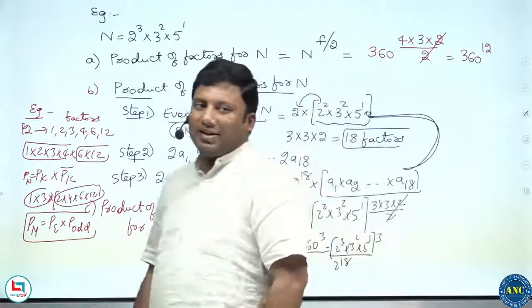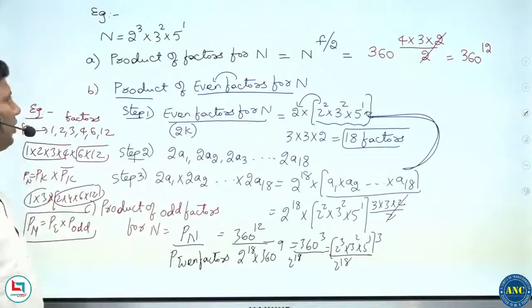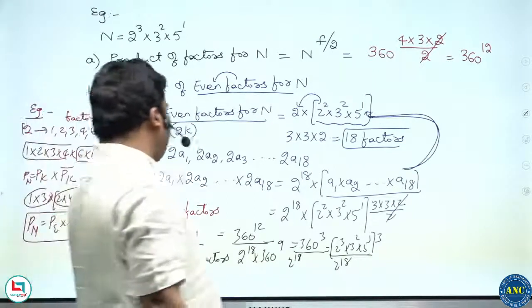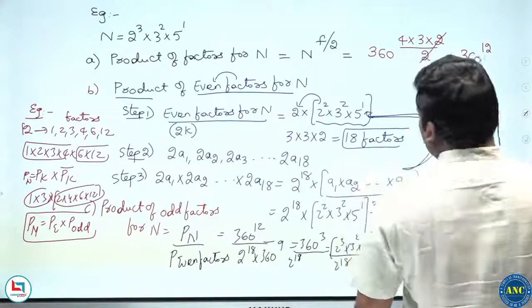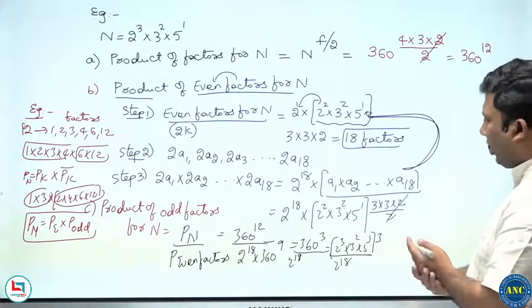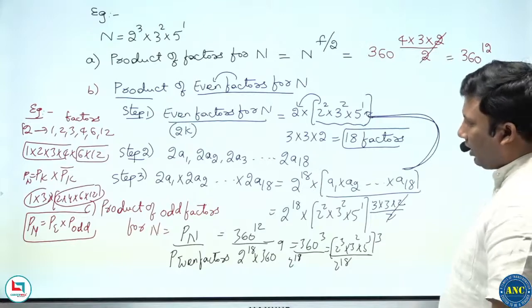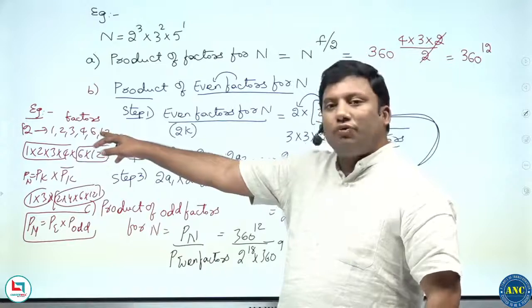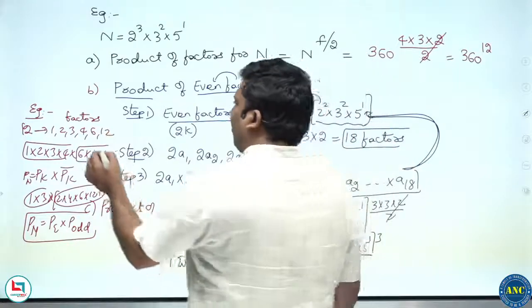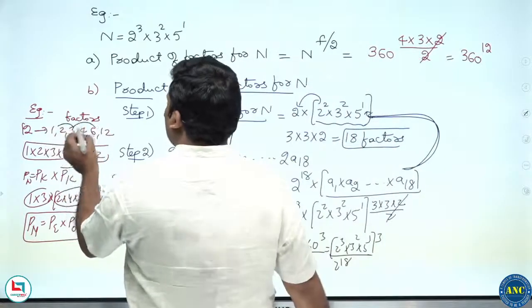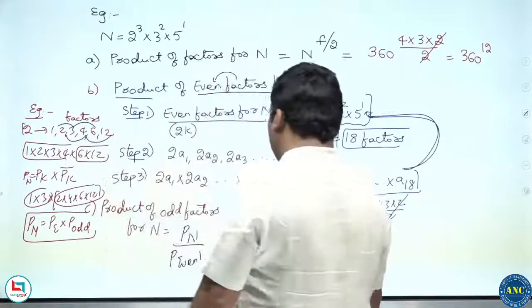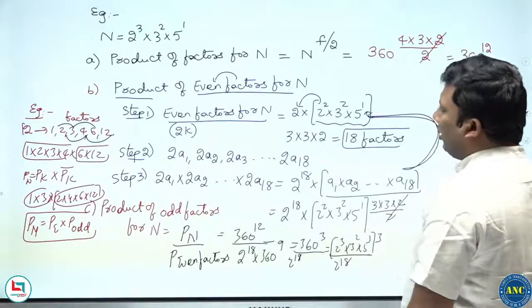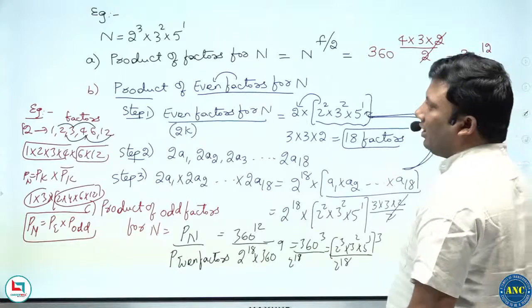Product of odd factors. I hope the idea is clear. Product of odd factors is given by product of factors divided by the product of even factors. Product of even factors: 1 into 2 into 3 into 4 into 6 into 12. It can be written as 1 into 3 into 6 into 2 into 4 into 12 into 2 into 4 into 12. I hope the idea is clear.